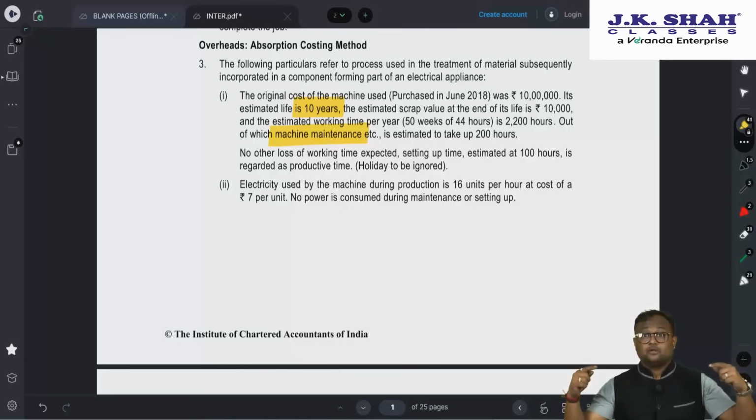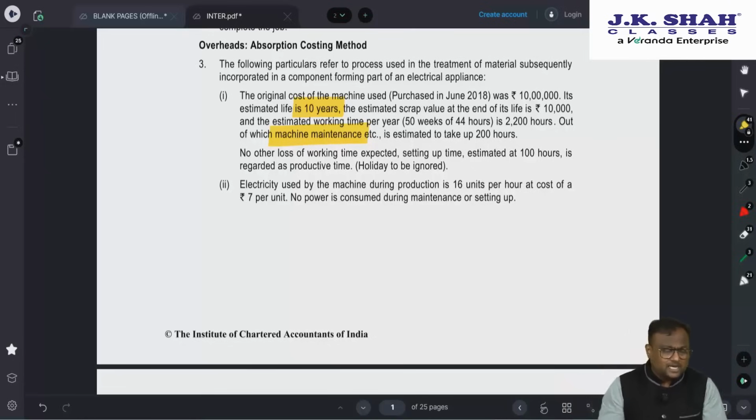If there is maintenance after every batch, that is called the setup phase and can be taken as productive. But here it is periodic maintenance, which will be completely considered unproductive time. So my total productive time comes out to only 2,000. No other working loss is expected. Setup time estimated at 100 hours is regarded as productive time. So you have 100 hours setup time which is considered to be the productive phase.